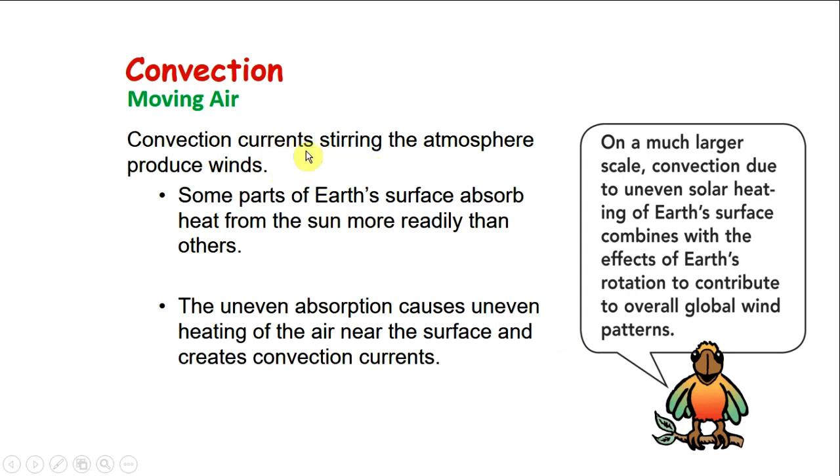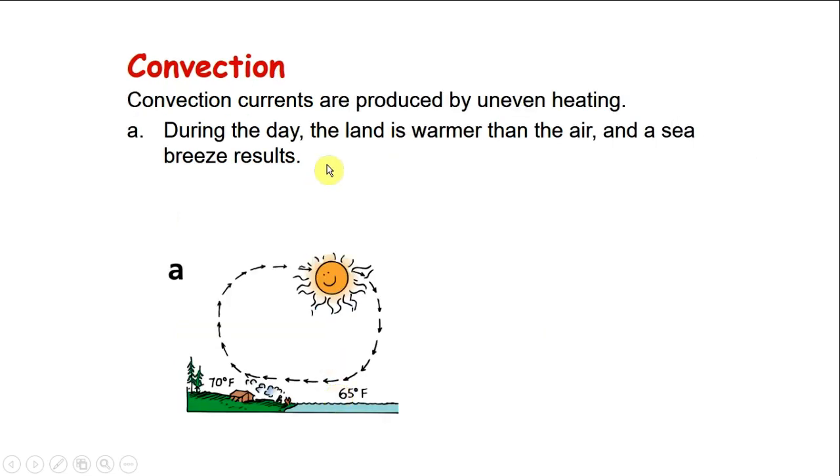Convection currents stir the atmosphere, which produces winds. Some parts of Earth's surface absorb heat from the sun more than others. The uneven absorption causes uneven heating of the air near the surface, and this creates convection currents, winds, in other words. Convection currents are produced by uneven heating.